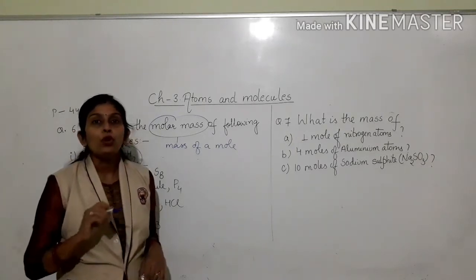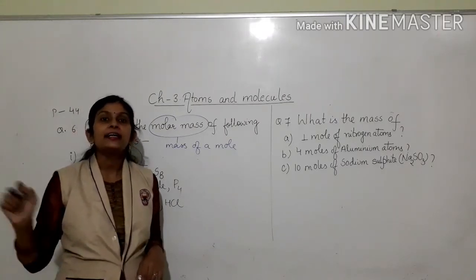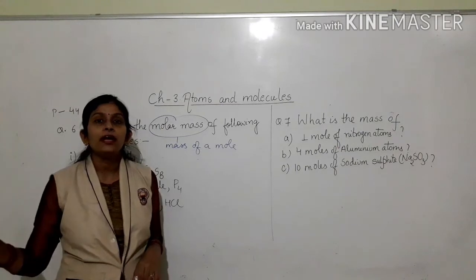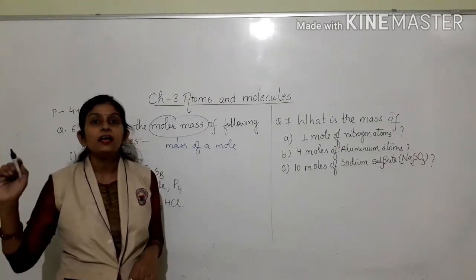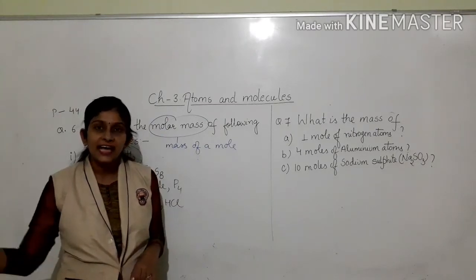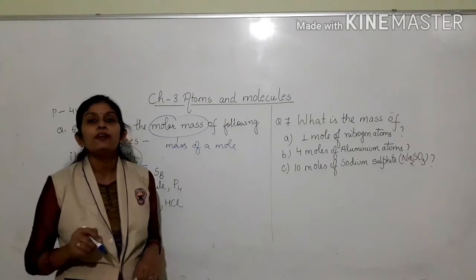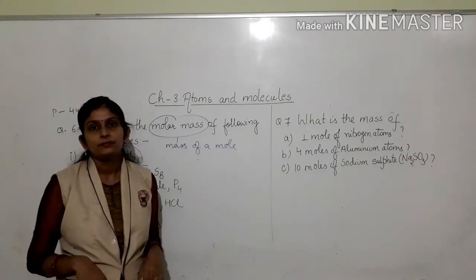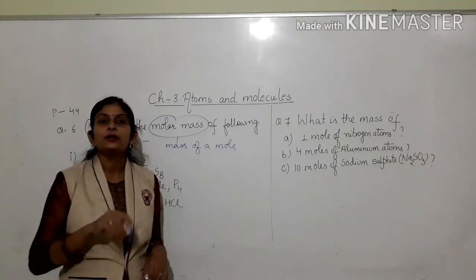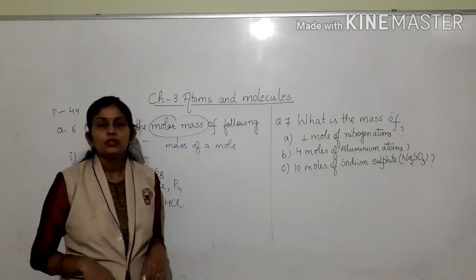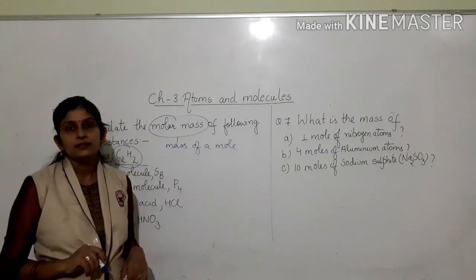If a mole of atoms is given, then in that case we have to calculate atomic mass. Whatever numerical value the atomic mass has, the same numerical value will be its molar mass. In place of unit U, we will write unit G. So in this way, we can calculate molar mass.